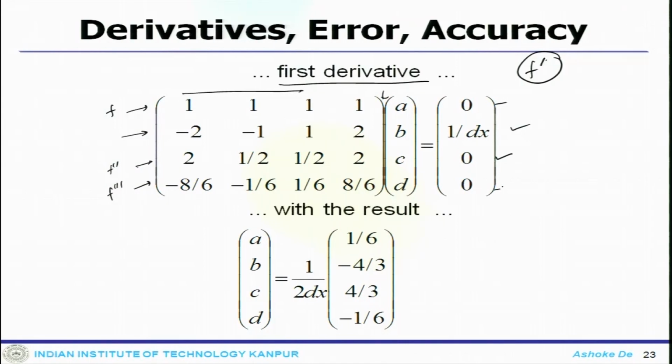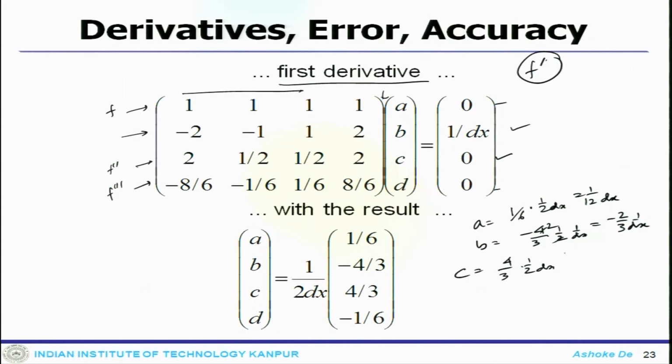Once you solve it, you get A equals 1 by 6 into 1 by 2 dx, essentially 1 by 12 dx. B equals minus 4 by 3 into 1 by 2 dx, that means minus 2 by 3 dx. C equals 4 by 3 into 1 by 2 dx, again 2 by 3 dx. D equals minus 1 by 6, so minus 1 by 12 dx.